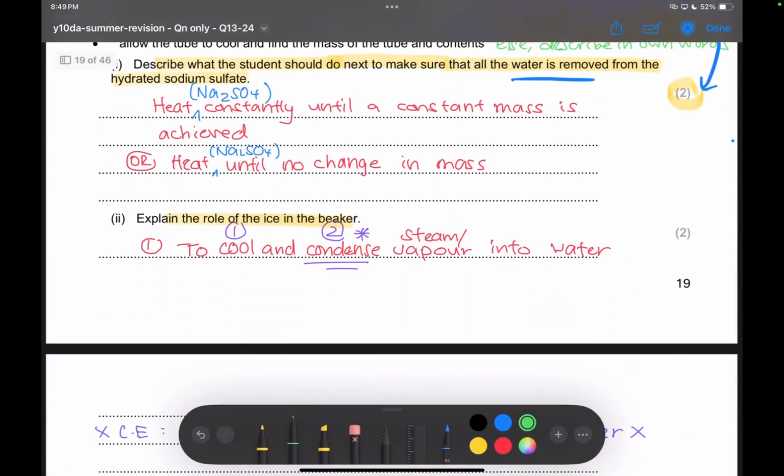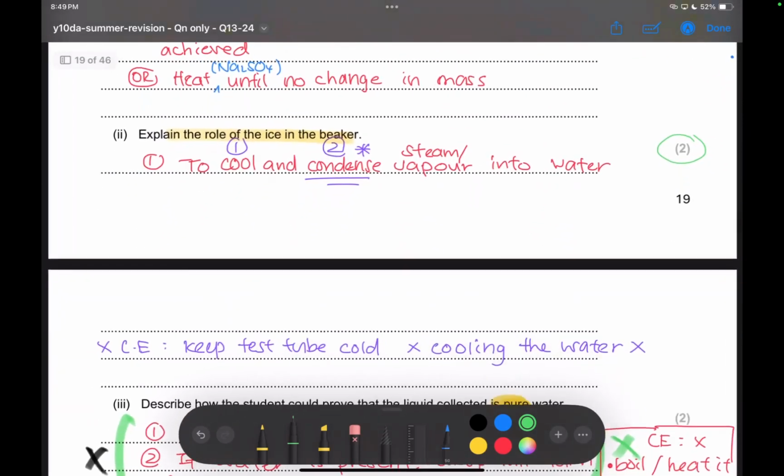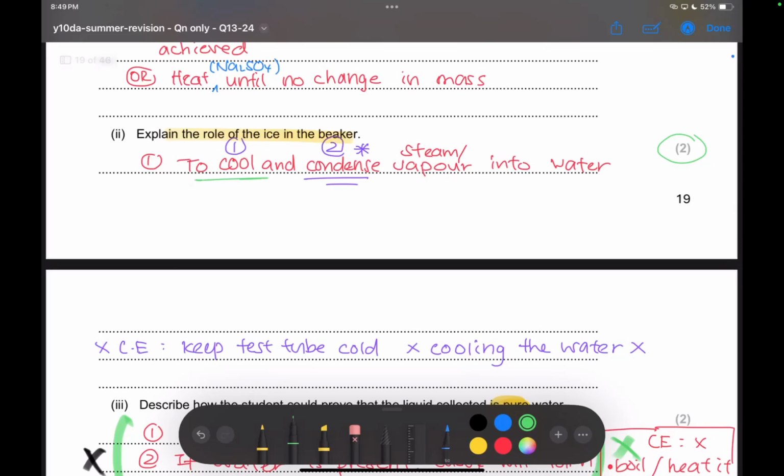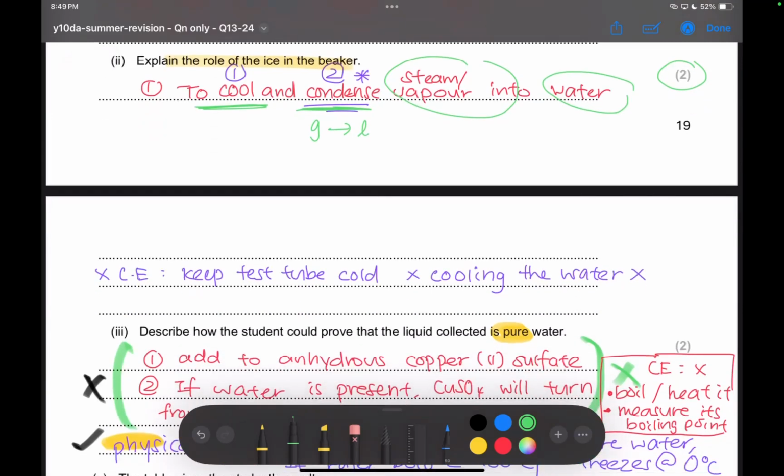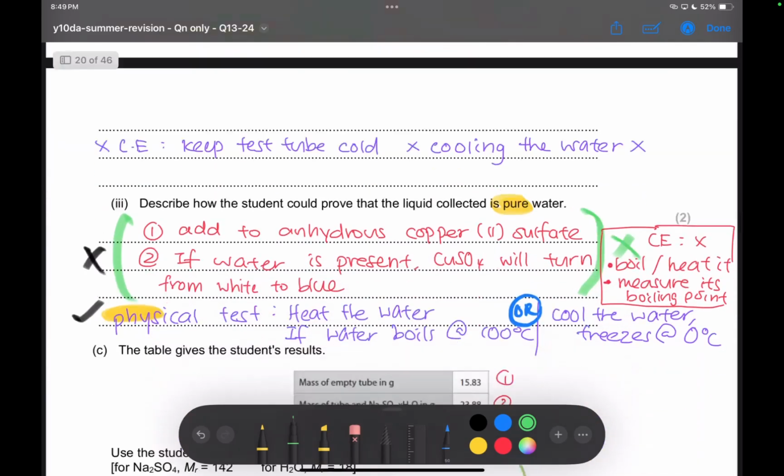So the next question here is 2 marks, and you need to hit these 2 key points. That is, the role of the ice here is not only to cool, but to condense the vapor into water. So the word condense is important because the idea here is to turn something from gaseous to liquid state. So you need to take note of that to get your 2 marks. Just saying, like, to cool the water vapor alone will only get you 1 mark. So that's how the key ideas of the scientific concept are broken down. You need to cool and you need to condense to get your 2 marks.